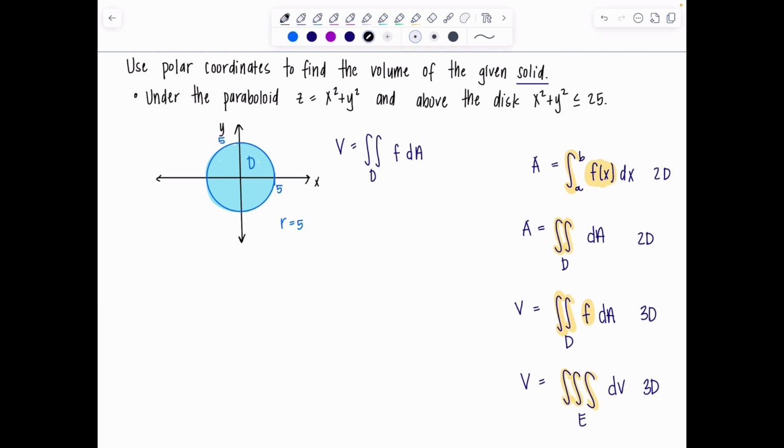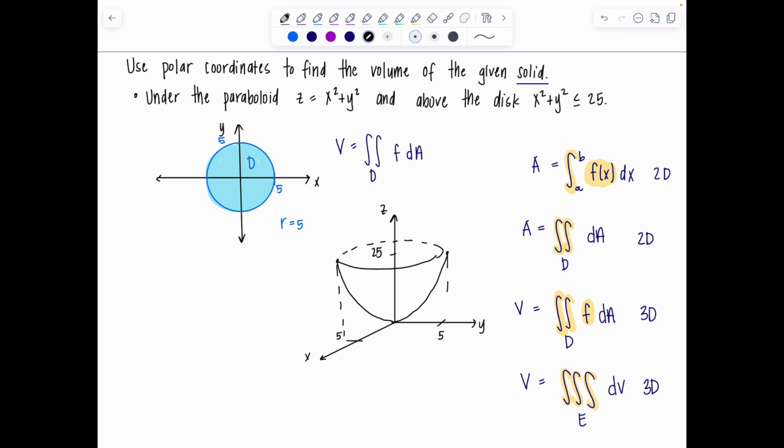Now let's draw the paraboloid. It's opening up along the z-axis, and it's going to intersect, right? It'll be bounded when z is 25. So here's 5, 5. It need not be to scale. Don't fret, children. And then if you project down, here's D that we drew over there. So this is the base region over which we're integrating.